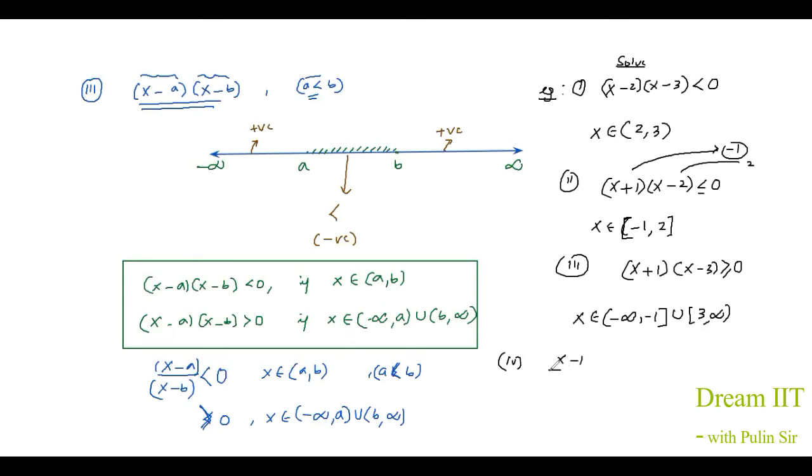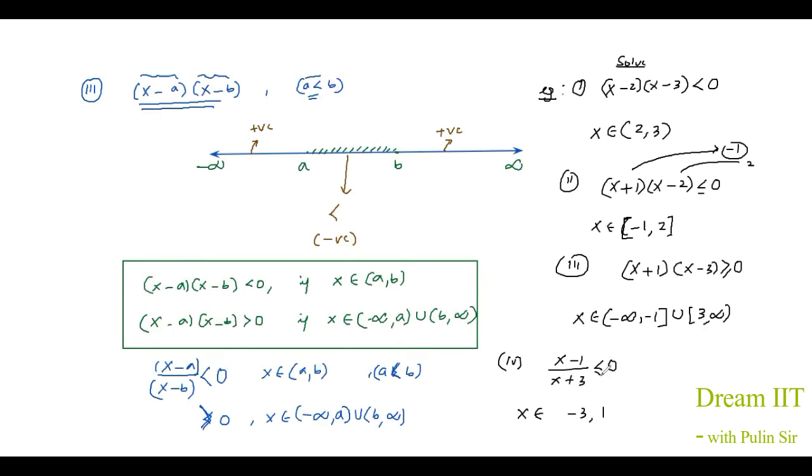Suppose (x-1)/(x+3) is less than or equal to 0. What do you say? Less than, so there are two values: one is 1, another is minus 3, right? Minus 3 is smaller, so less than means it will belong to minus 3 to 1.